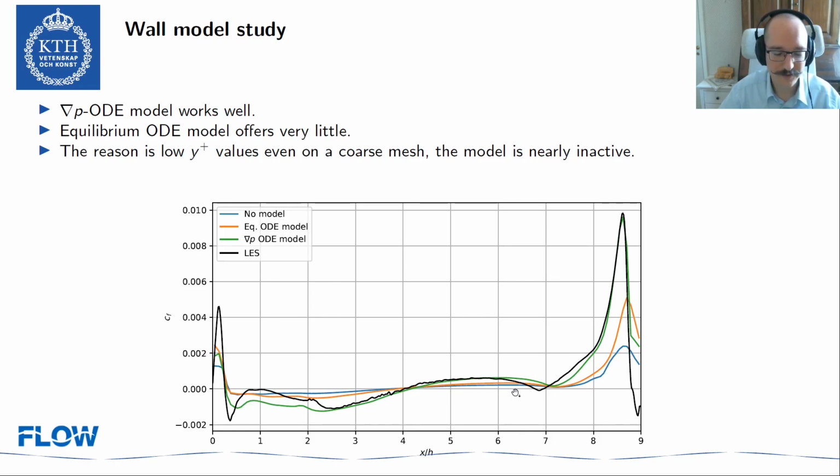Otherwise, the y plus values are so low that the model basically thinks that we are still in the viscous sublayer, or maybe in the beginning of the buffer layer. So it's almost inactive.